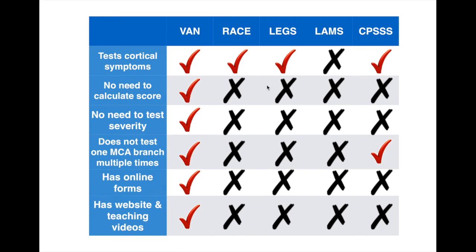So let's compare RACE, LEGS, LAM, CPSS, and VAN, right? Test cortical symptoms, yes we do. These other ones do as well, right? This is a pure motor one, so it doesn't. No need to calculate score, that's us. Everyone else has to. No need to test severity, that's only us. Everyone else has to. Does not test one MCA branch multiple times. They all do, because they test face and arm, or face, arm, and leg, right?